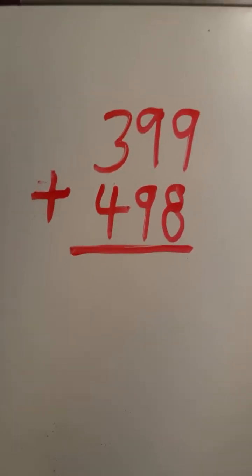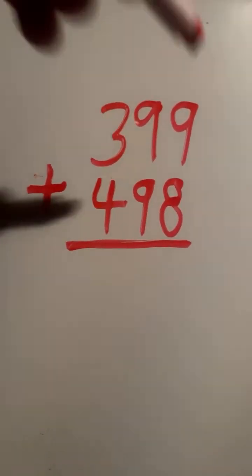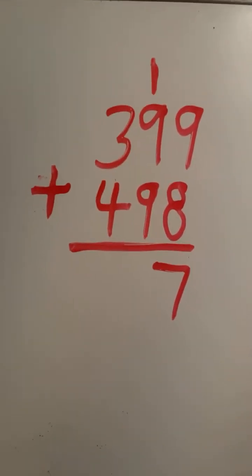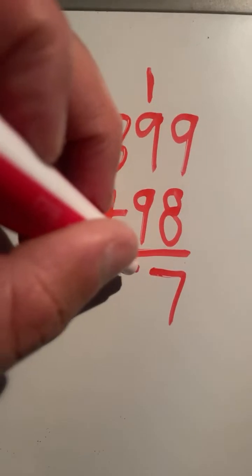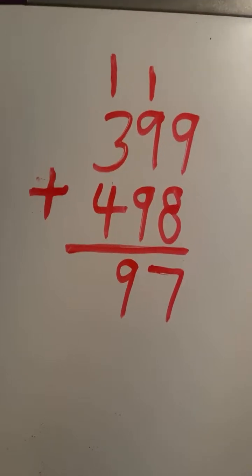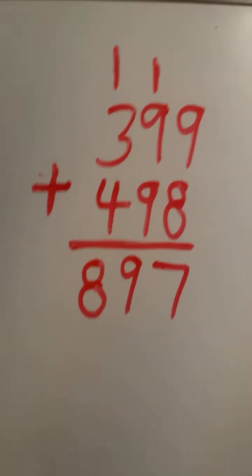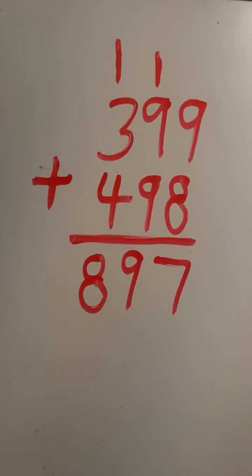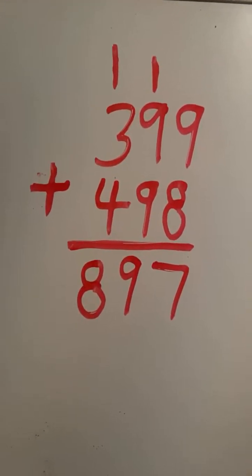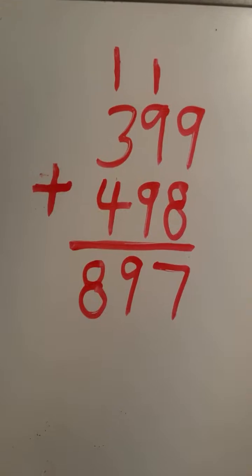All right, we have 399 plus 498. So we are starting out in the ones place. 9 plus 8 equals 17. 7, carry the 1. 9 plus 9 equals 18. Plus 1 equals 19. 9, carry the 1. 3 plus 4 equals 7. Plus 1 equals 8. And we have our final answer. 399 plus 498 equals 897.